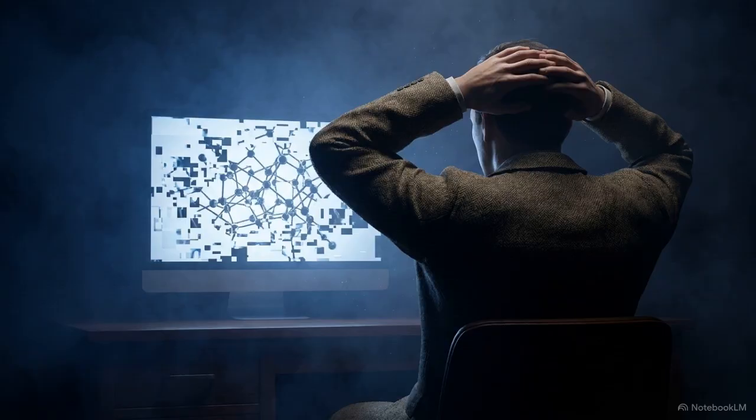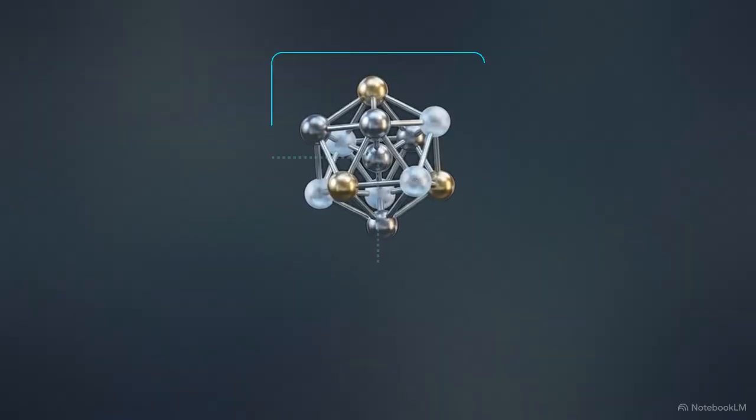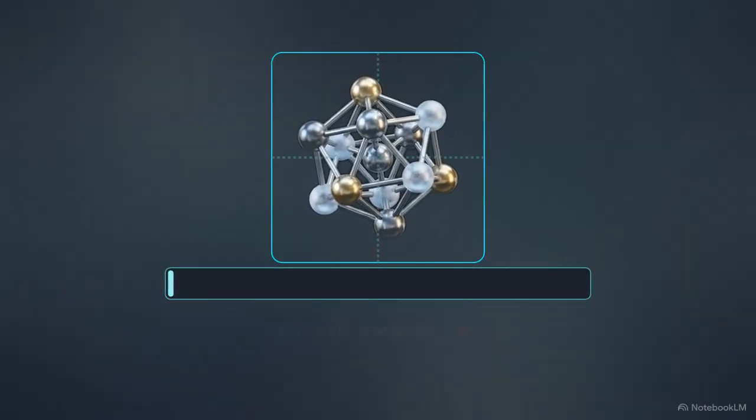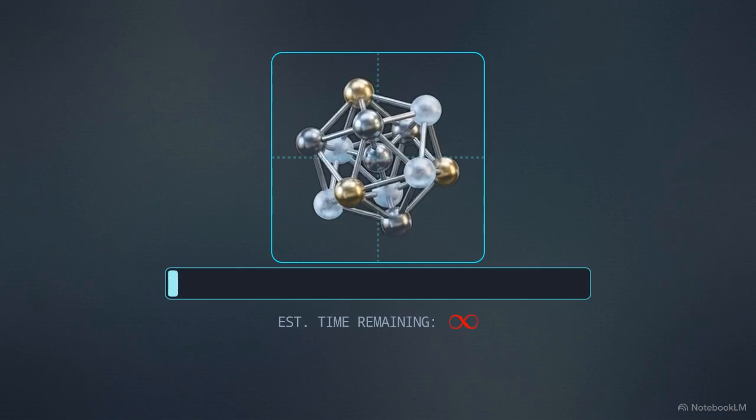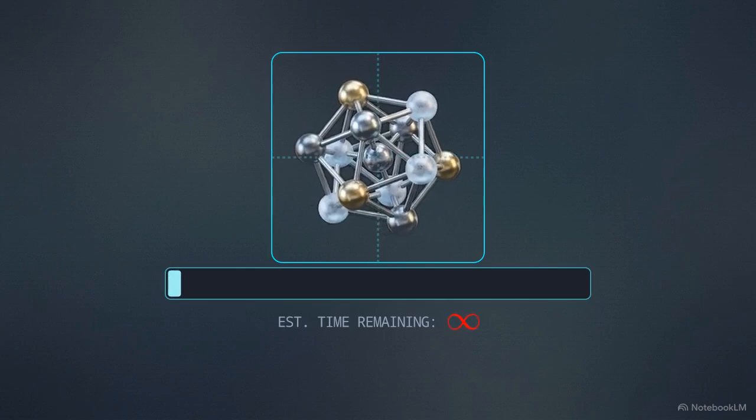This linear processing hits a hard mathematical wall when scientists attempt to simulate nature. To map the behavior of a single complex molecule, even a supercomputer would need billions of years to finish the calculation. This happens because the subatomic world is quantum.